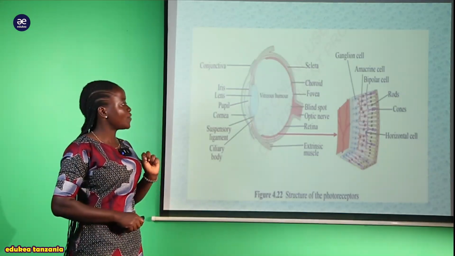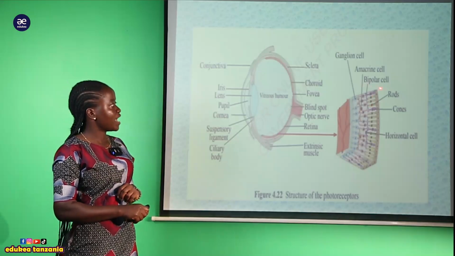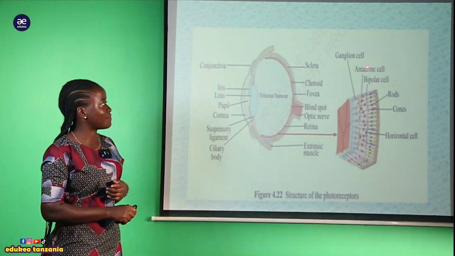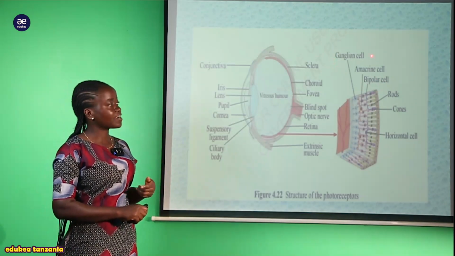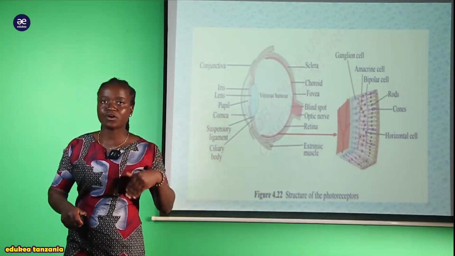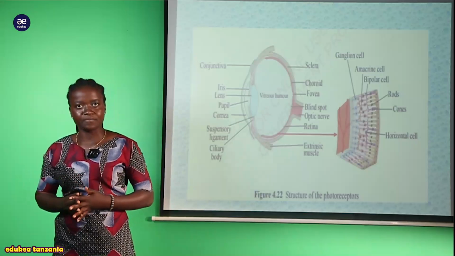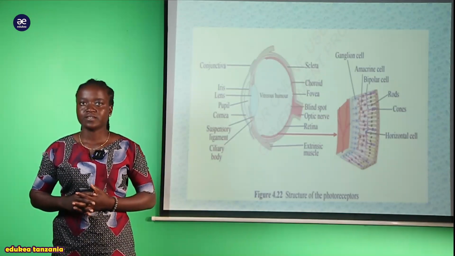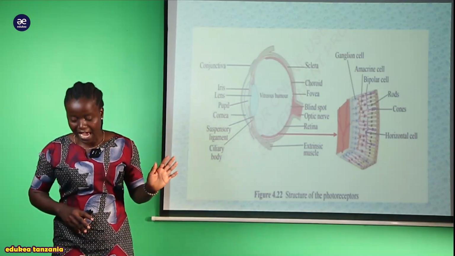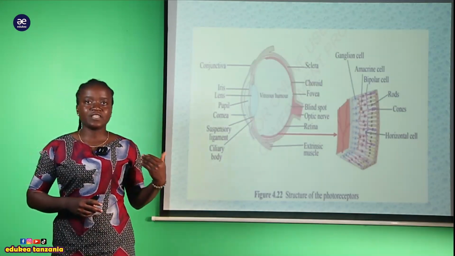And now here we have the horizontal cells. Now you can see these ones are the horizontal cells. We have bipolar cells, we have amacrine cells, we have ganglion cells. All of them help these cones and rods for detecting either there is a dim light or there is a bright light.